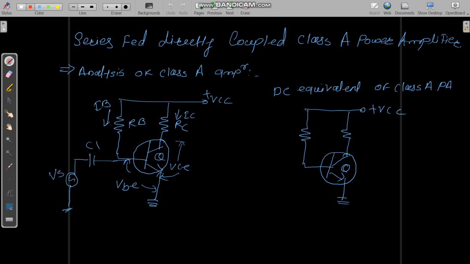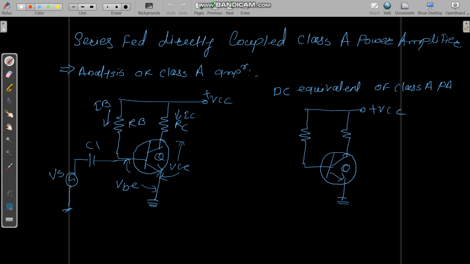This circuit is a simple fixed bias circuit wherein the RB value is selected in such a way that the operating point of this transistor will be in the middle of the active region so that the output is obtained for the entire duration of the input cycle. So that's why we are calling it a series fed directly coupled class A power amplifier. Why class A? Because you have selected your RB such that the Q point is in the center of the load line. Why directly coupled? Because the load is directly connected to the collector terminal in the circuit.